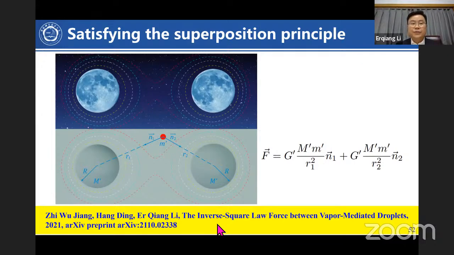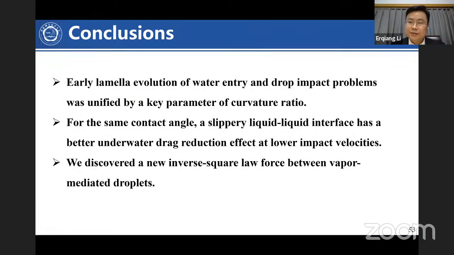So now go to my conclusions. For the drop impact and the water entry problems, we realize that the lamella evolution is the same for these two problems, and it is very important for cavity formation. And we observe that for the same contact angle, a slippery liquid-liquid phase can reduce the drag better as compared to its counterpart, I mean, the hydrophobic surface with the same contact angle. And for the evaporating drop systems, we discovered a new inverse square law force in that system.